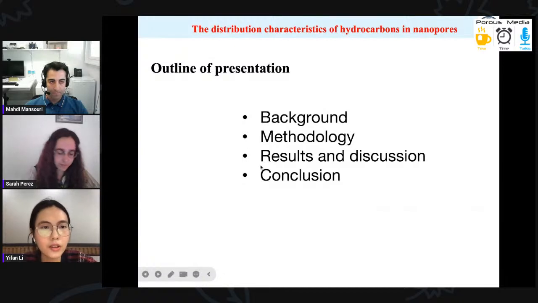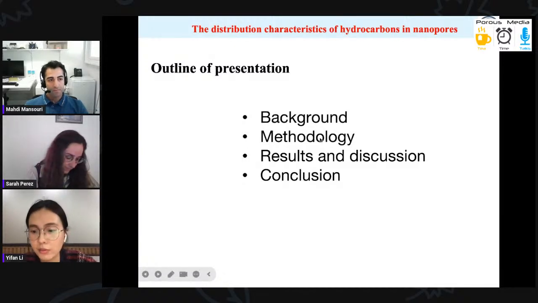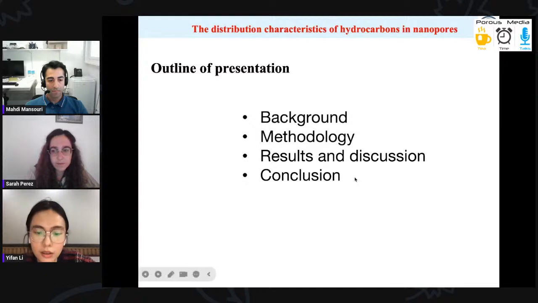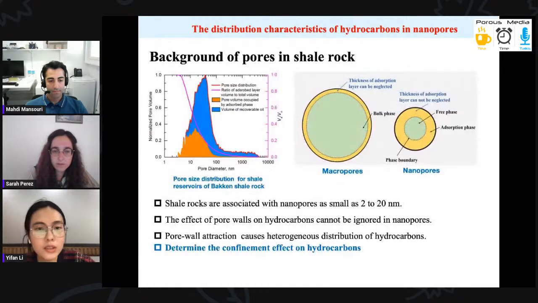This is the outline of my presentation, the structure of this talk. I will introduce the background first, and then the methodology that I apply in this study, and then some results and discussion, and finally some conclusions will be drawn. So we start by discussing the characteristics of shale rock that contribute to the confinement.